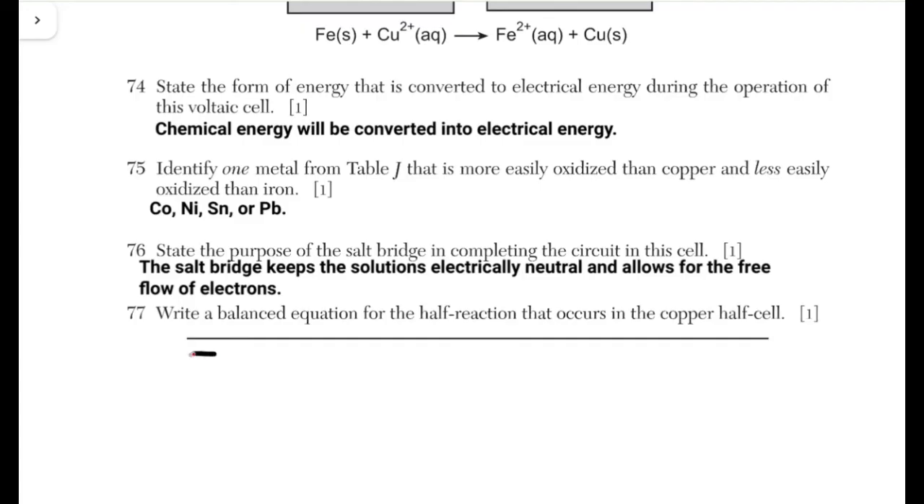Write a balanced equation for the half reaction that occurs in the copper half cell. In the half reactions, copper is written as Cu2+ and then as Cu. Going from Cu2+ to Cu means that 2 electrons were added to make it an atom once again.